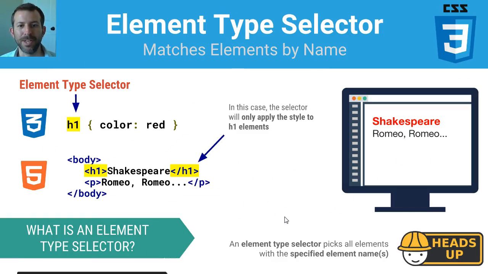Then we have something called an element type selector. We've talked about all the different types of elements in this class already. Things like images, paragraphs, headings. Those are types of elements. So what we can do is specify an element type to apply a style rule to. This style rule would color all the text red, but only for H1 elements. Any H1 element on the page would have its text colored red. And so this is one way to select elements on a page by their type.